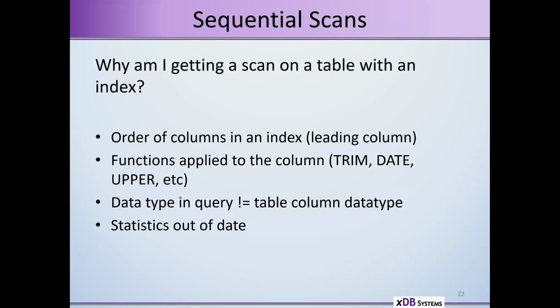Something else I see is the data types used in the query don't match the data type of the columns. So if you're querying an integer column and you're passing in a character column that contains a number, you may not see the index being used. The optimizer can sometimes figure it out, but just take care that those data types do match.